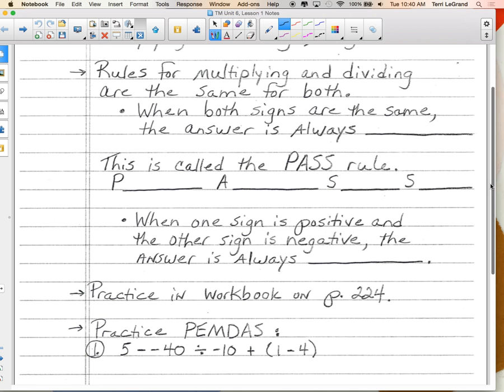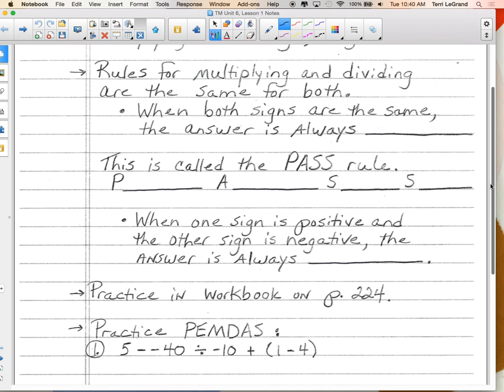It says, rules for multiplying and dividing are the same for both. Thank you. I only have to remember the rules. It doesn't matter if I'm dividing or multiplying. When both signs are the same, so we're multiplying or dividing with two numbers, and both signs are the same, what do I mean by the signs are the same? Either they're both negative or they're both positive.